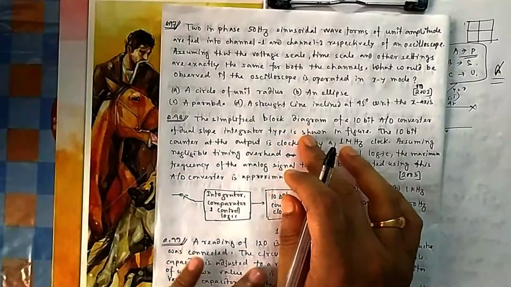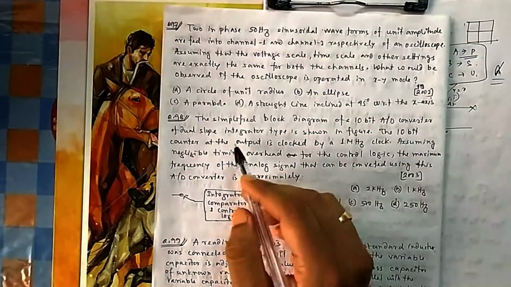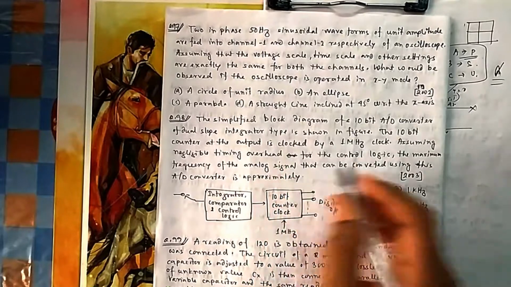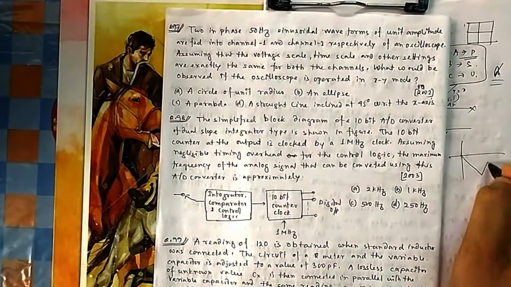Next, a simple block diagram of a 10-bit AD converter with a dual slope integrator. Dual slope integrator, you remember, this was your dual slope integrator, this one up to T1, and this is up to T2.